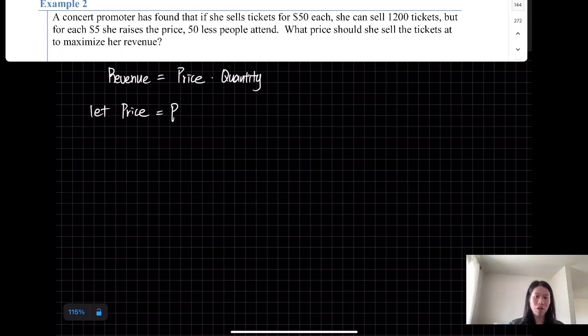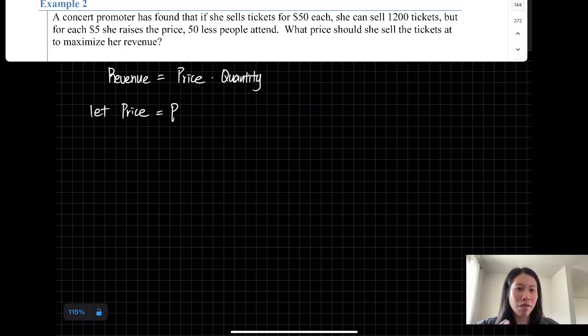If you feel uncomfortable, you can still use X. I use P because the initial is P. Now we need to know the quantity. We don't know it, so we can set another variable. Again, we can use the price to represent quantity. So let's read the sentences again.